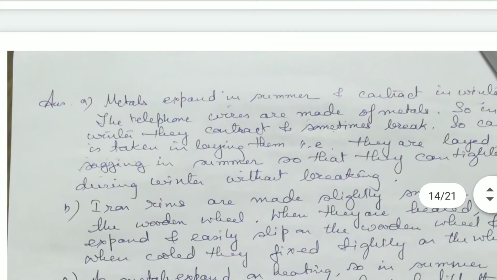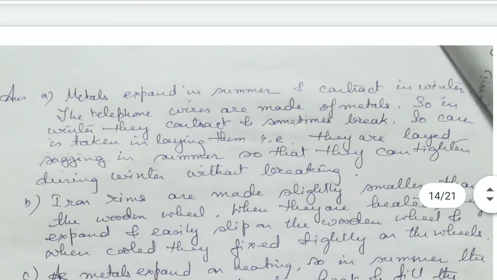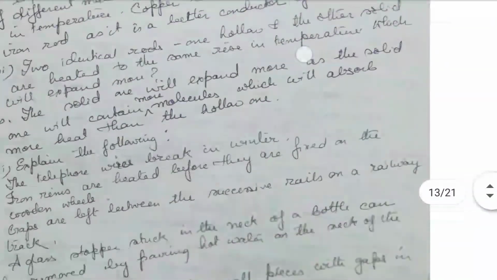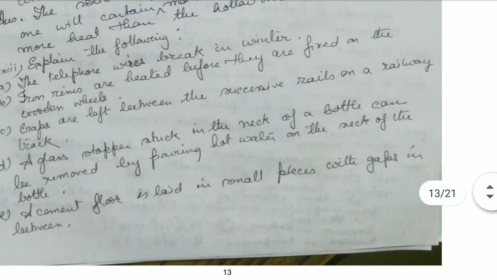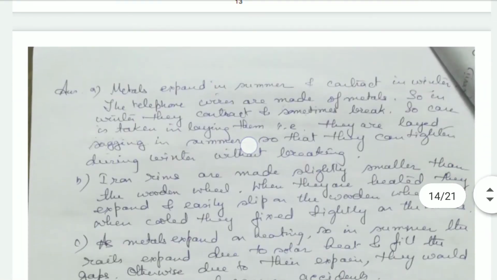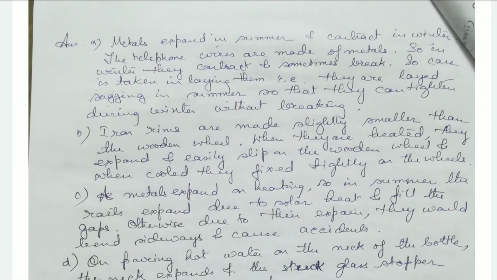Okay, so in the first case, the telephone wires break in winter. So in this case, what happens? The telephone wires are made up of metal, and metals expand on heating, and during summer season they are heated much more. They absorb more heat, and so contract in winter. So in winter they contract and sometimes break.